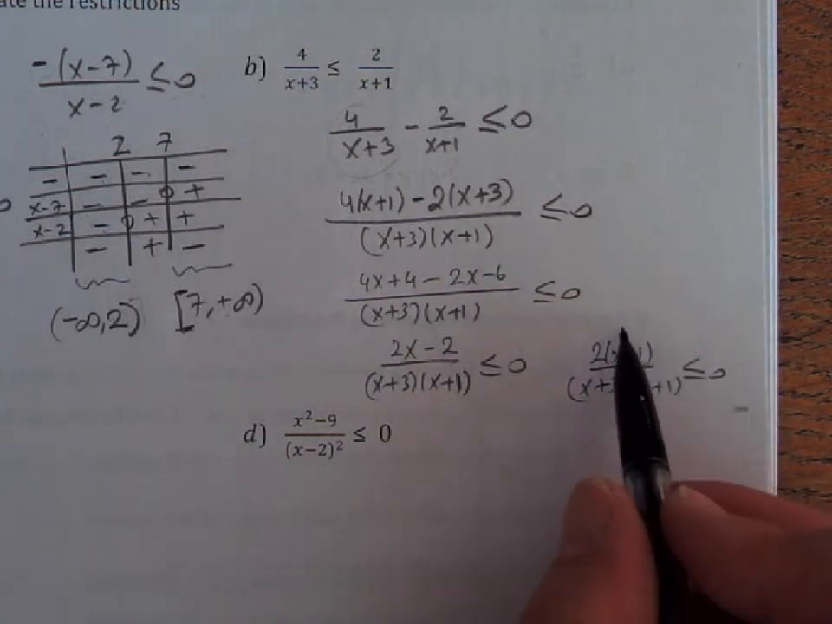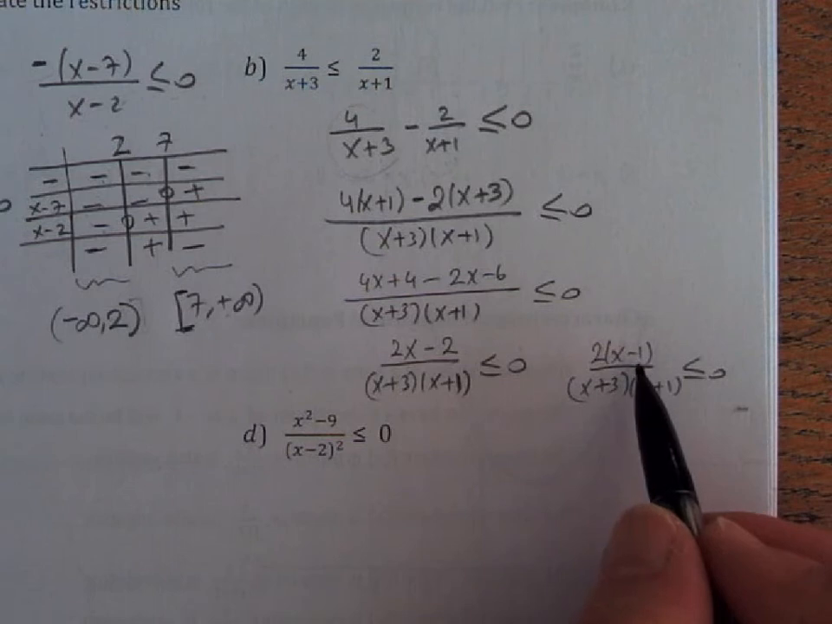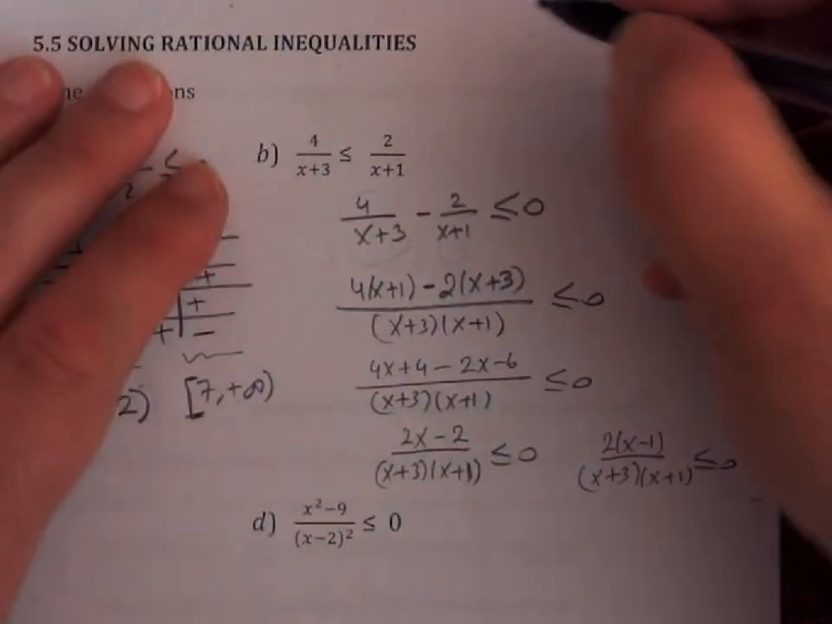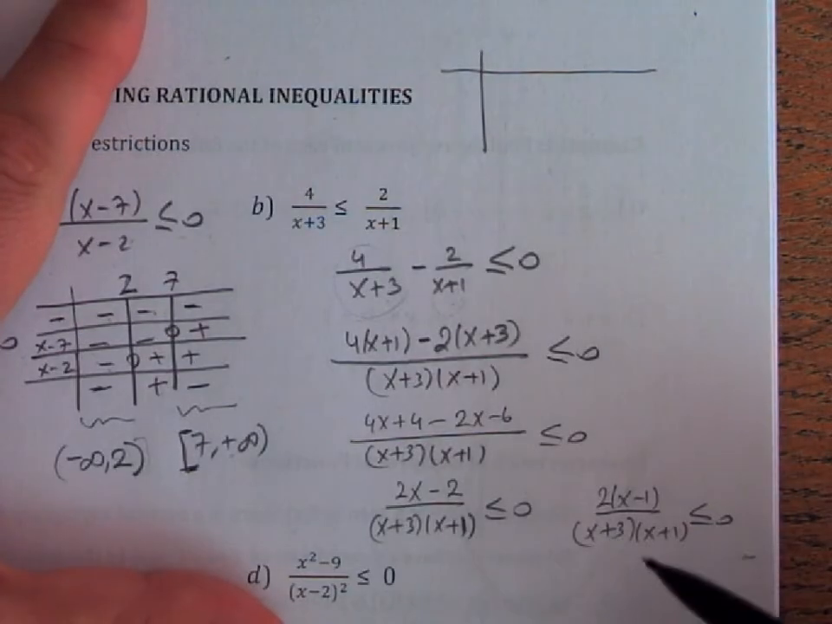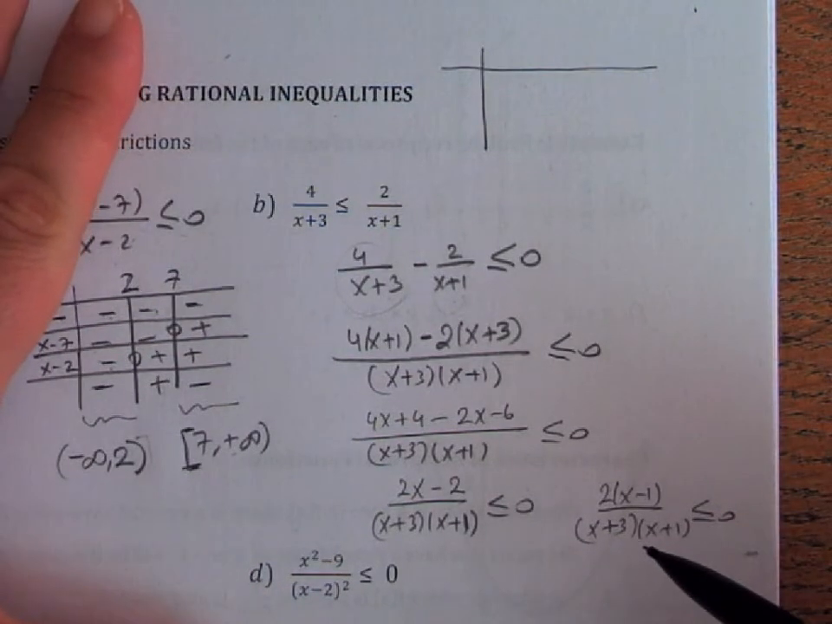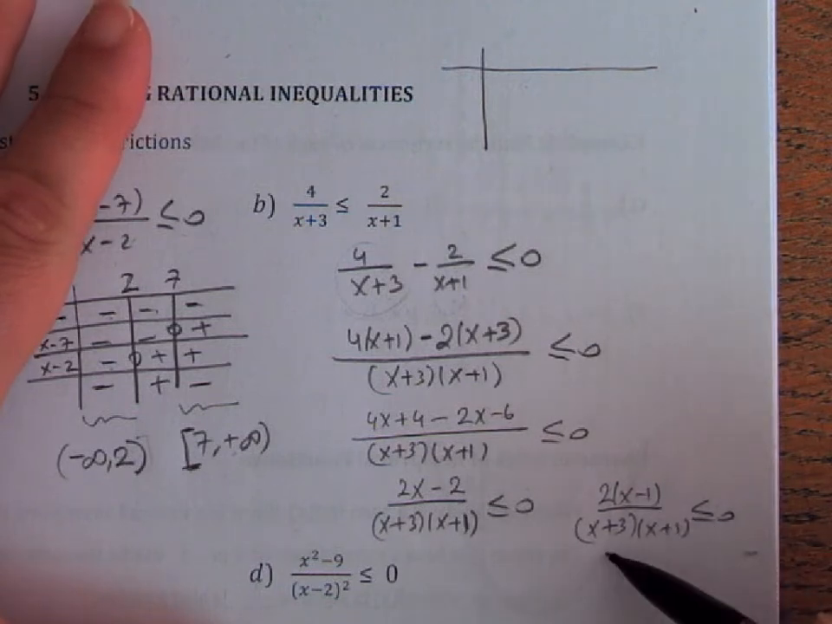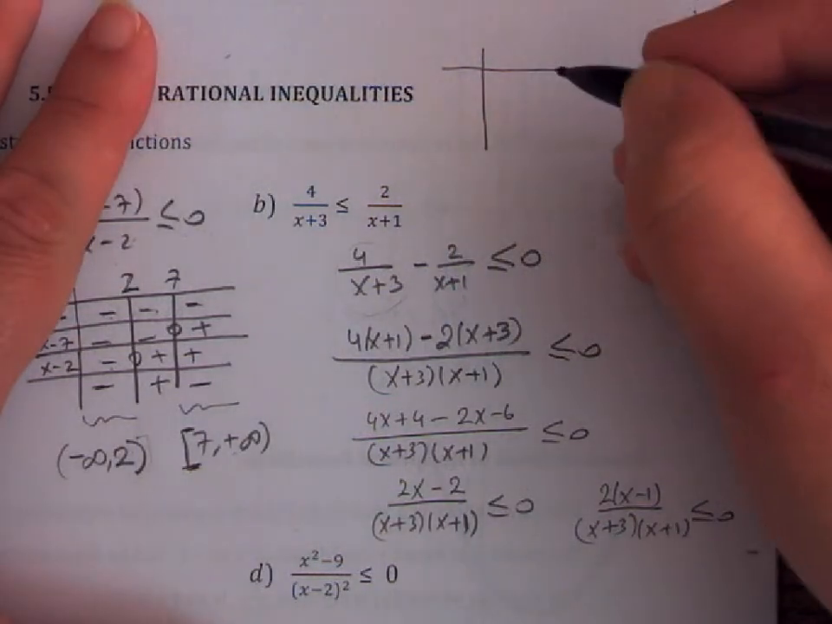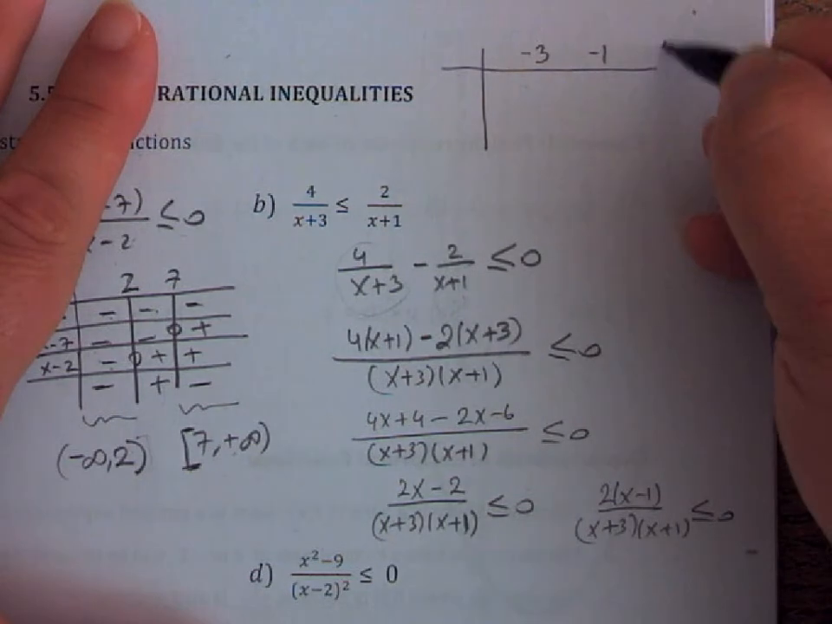Again, we want this rational expression less than or equal to 0, so we want it negative or 0. Okay. Again, we're going to do the factor table. So now look at the zeros of numerator and denominator. So you have 1 from the numerator, you have negative 3 and negative 1 from the denominator. Put them in order from smallest to largest. So negative 3, negative 1, positive 1.